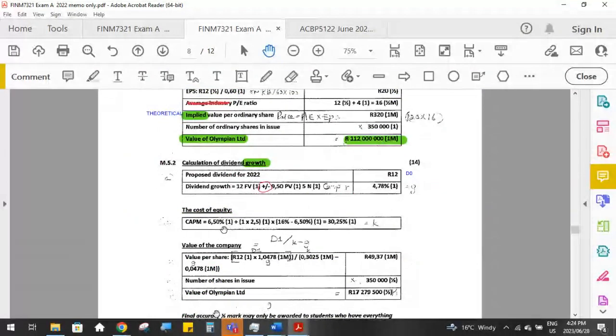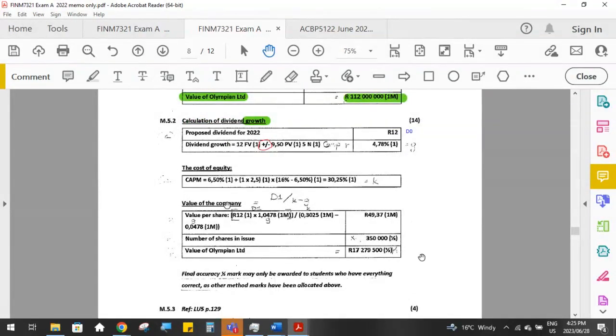So there we have indicated it as 1, which is the market beta, times 2.5, and then in brackets return of the market minus the risk-free rate. And that gives us a CAPM, i.e. required rate of return, i.e. the value for K in our dividend growth formula of 30.25. So now we can calculate the value of the company.